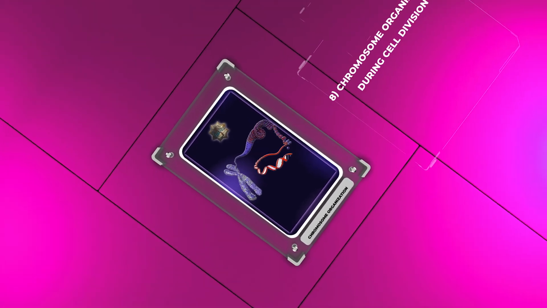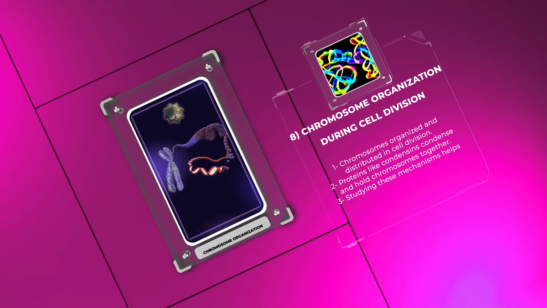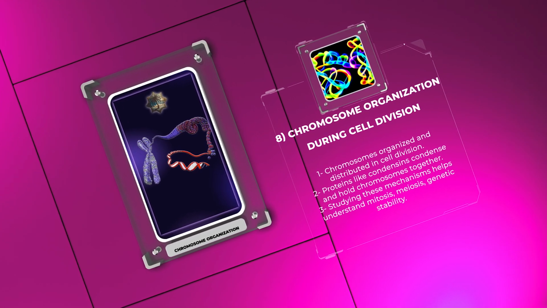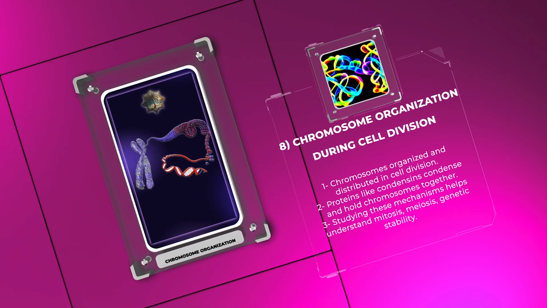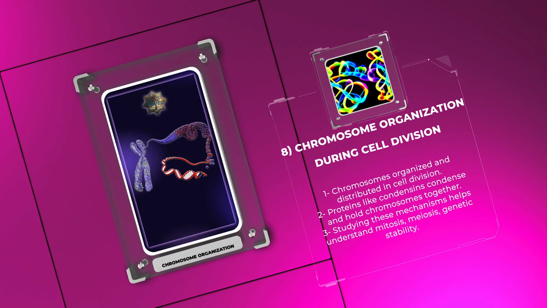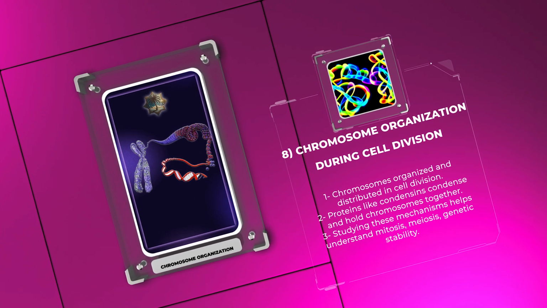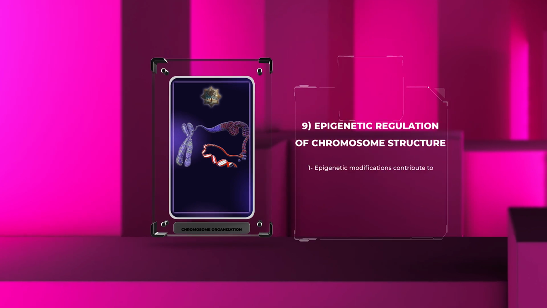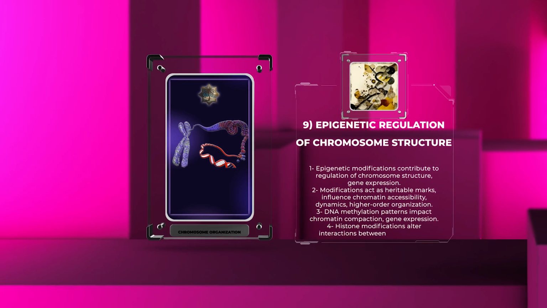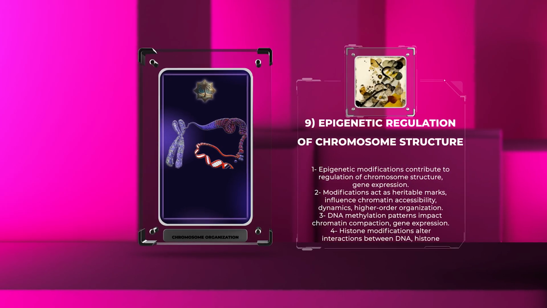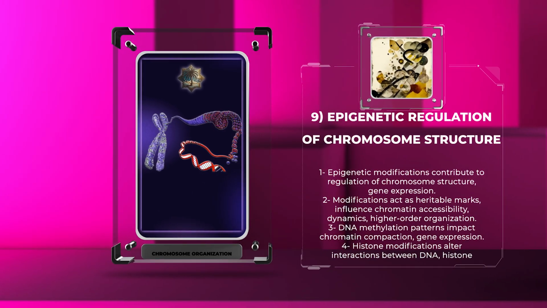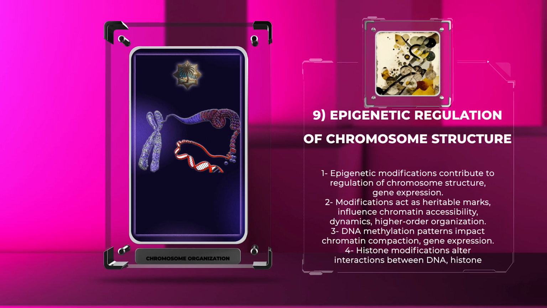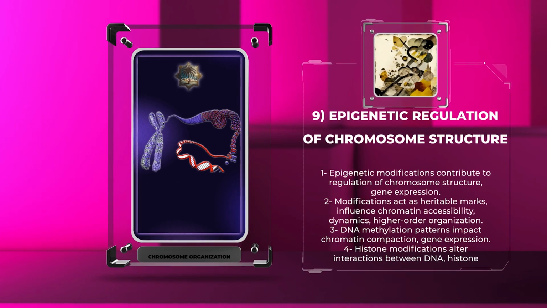In cell division, chromosomes are organized and distributed to ensure accurate separation of genetic material. Proteins like condensins condense and hold chromosomes together. Studying these mechanisms helps us understand mitosis, meiosis, and genetic stability. Epigenetic modifications, such as DNA methylation and histone modifications, contribute to the regulation of chromosome structure and gene expression. These modifications act as heritable marks that influence chromatin accessibility, dynamics, and higher-order organization.